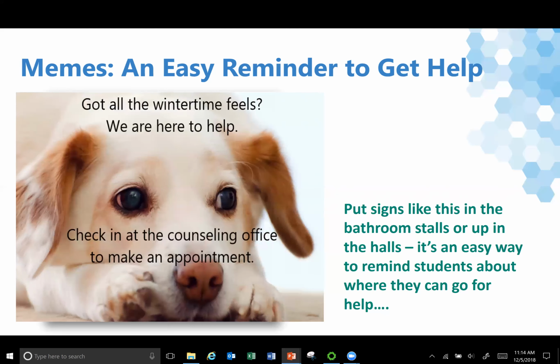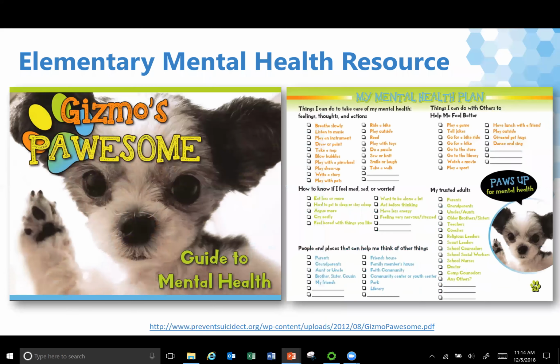So this is the puppy part of the presentation here. Next one up is Camille. This is our favorite resource, or at least mine these days, Gizmo's Possum Guide to Mental Health. I think it's intended for younger students, but I would argue it works for the lifespan of all of us because it's so cute with puppies on every page. And it really does an excellent job. It's a downloadable book, free from the state of Connecticut.